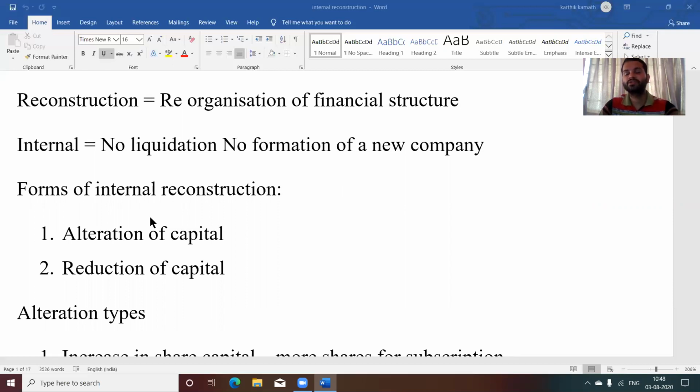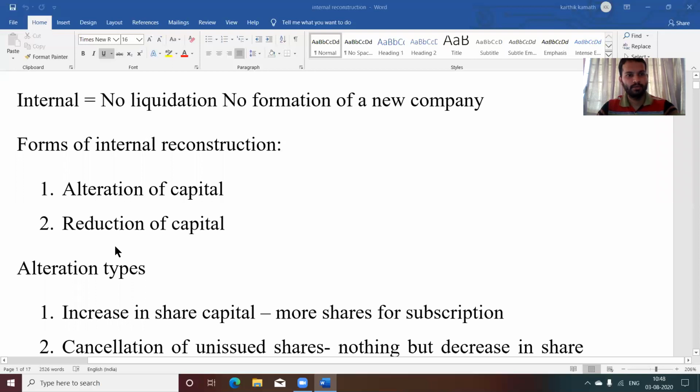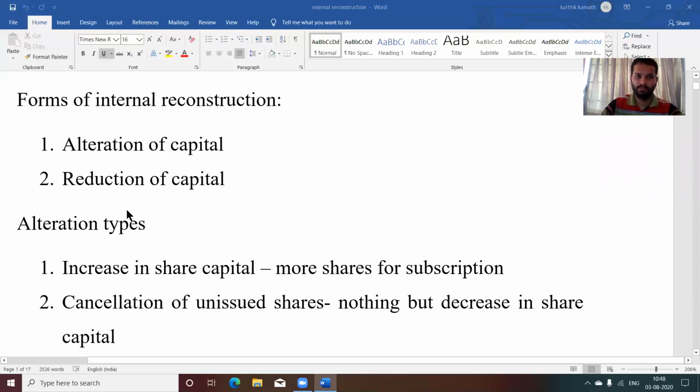Similarly, there is reduction of capital. What do you mean by reduction of capital? Reduction of capital can be done by converting the larger denomination shares into shares of smaller denomination. That is known as reduction of capital. So we are going to discuss these one by one. First of all, the alteration types.